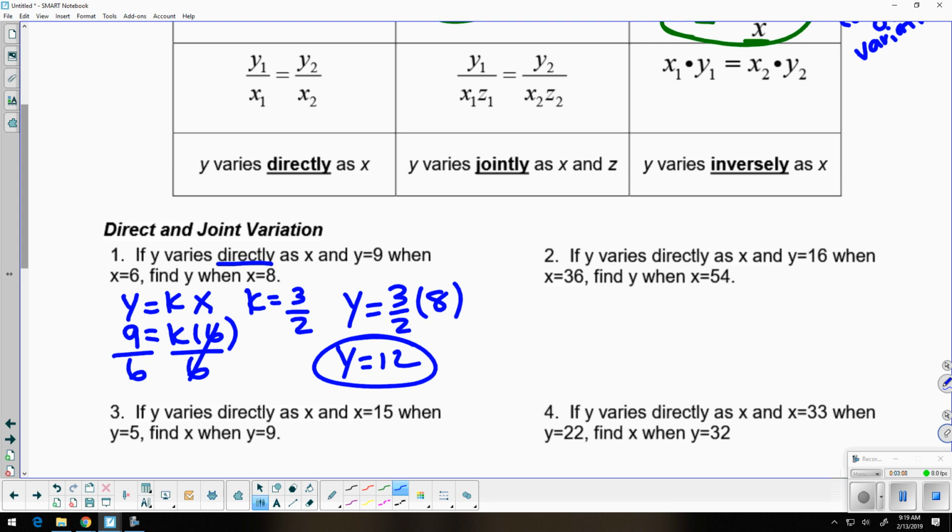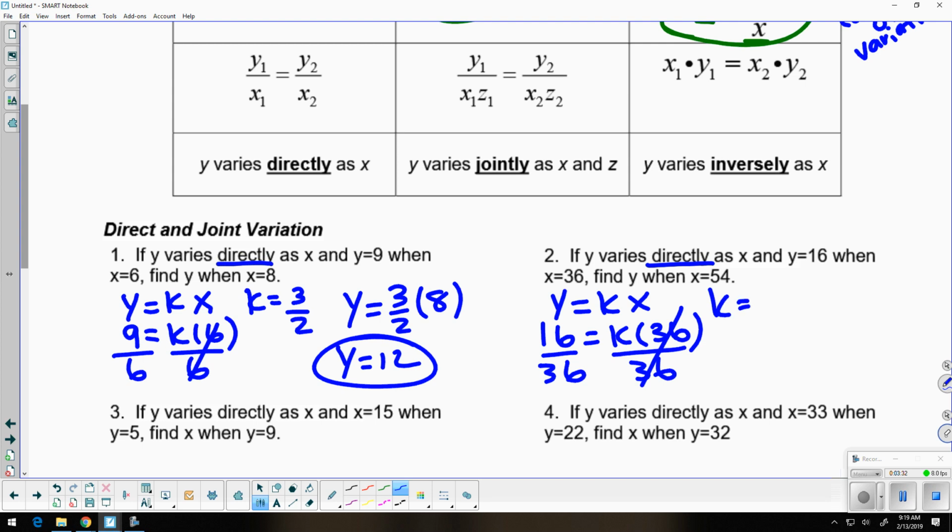Okay, so same thing for number 2. It says y varies directly as x, so I know I'm using direct variation, y equals kx. Y is 16, x is 36. Again, pause, solve for k. I'm going to divide both sides by 36. So dividing by 36, and again, reduce down the fractions, 16 and 36. You could divide those both by 4. So k would just be 4/9.